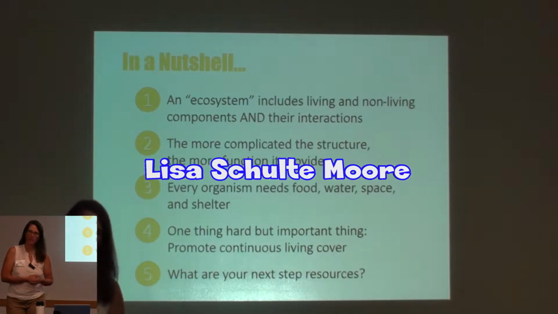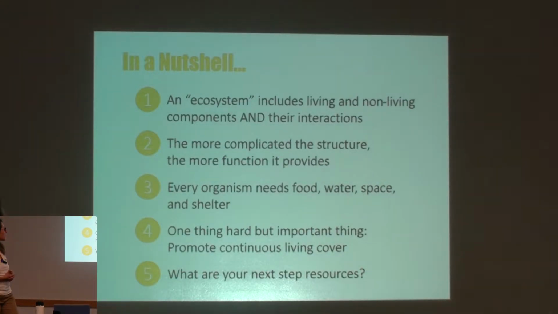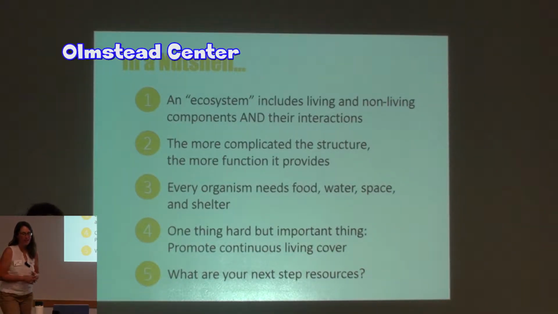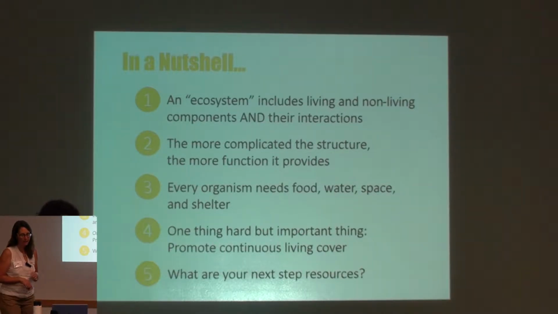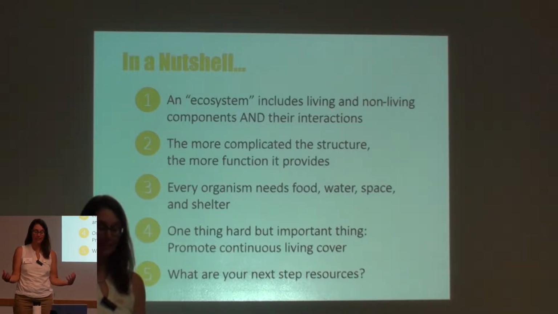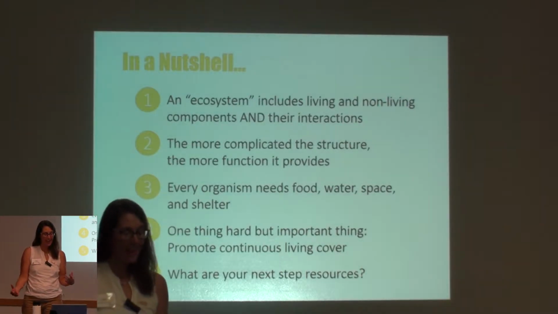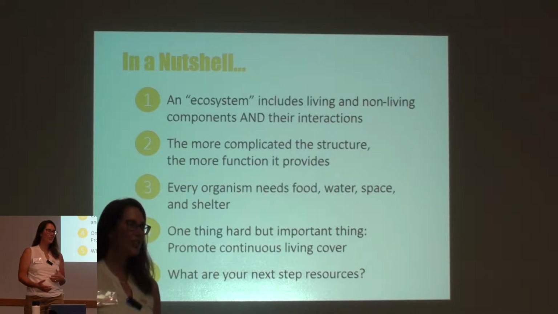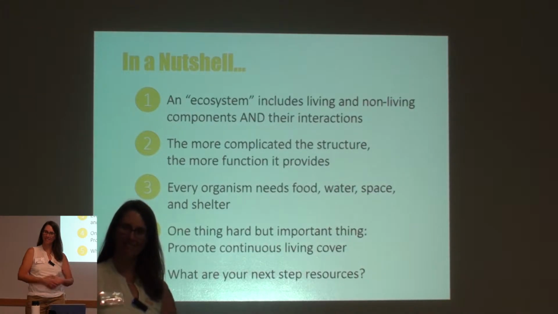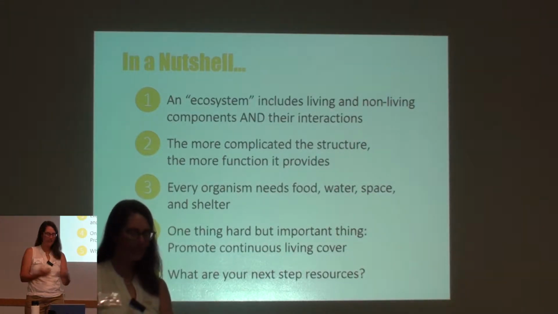So one, just starting out with that definition: an ecosystem includes living and non-living components and their interactions. The more complicated the structure of an ecosystem, the more function it provides. Of course, organisms are a key component, that biological component of an ecosystem, and all organisms need food, water, space, shelter. As farmers, farmland owners, what's the one key thing that you can do to try to improve the sustainability of your ecosystem?